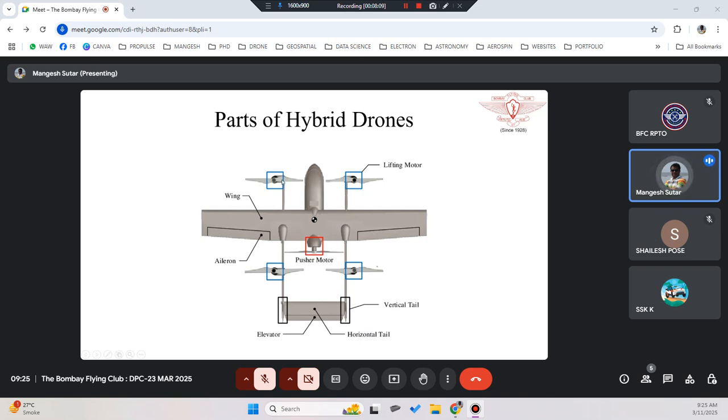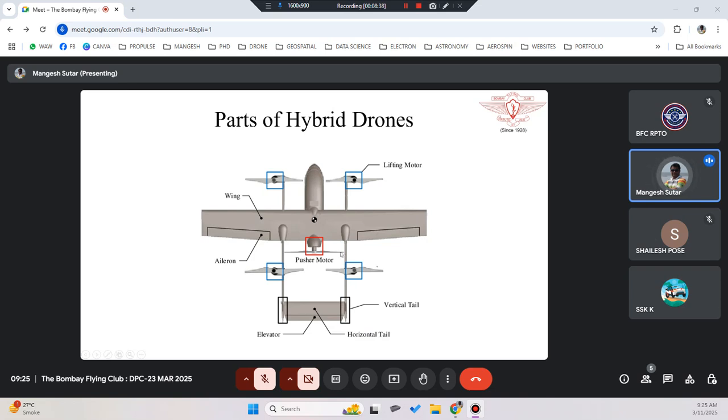So you have four rotors. You have wings, and on the wings you have ailerons. Then you have a horizontal stabilizer with elevators, and then you have a vertical stabilizer with rudder, or vertical tail, as we call it. Then you have four rotors, which are called lifting motors, which will take your drone up in the sky.